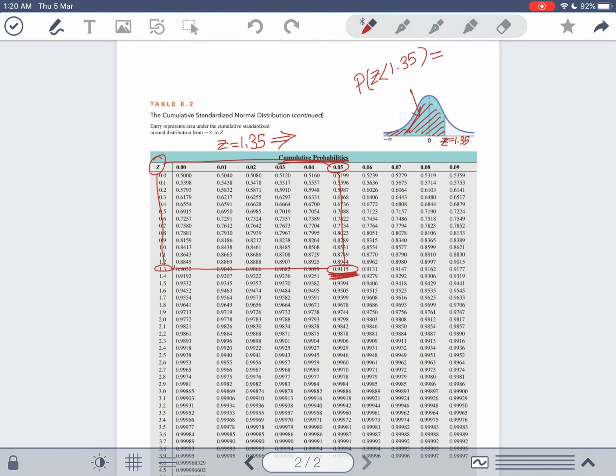If we say that this is 1.35, the Z that we have here, this will be equal to the area that you see here. So it will be 0.9115. Remember that the area under the standard normal curve is exactly 1 if you go all the way from minus infinity to infinity. I will erase this and tell you something else.